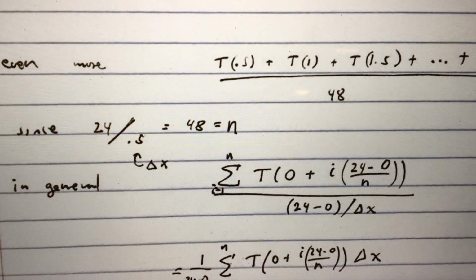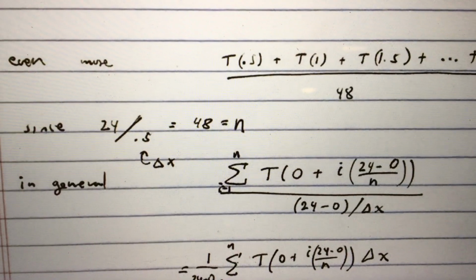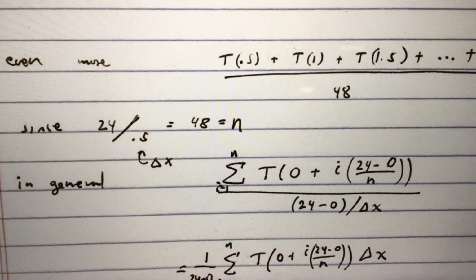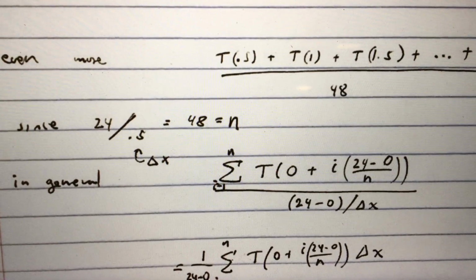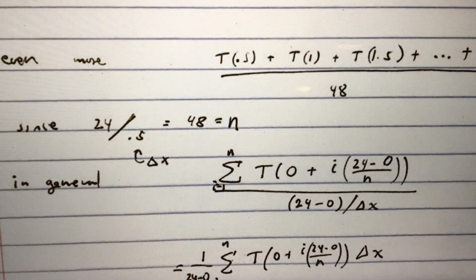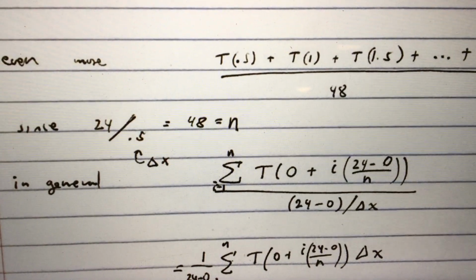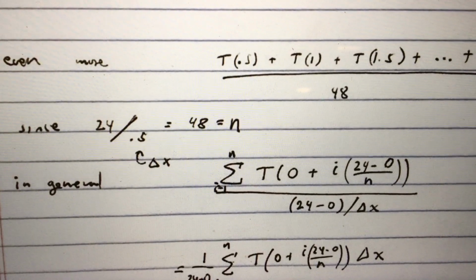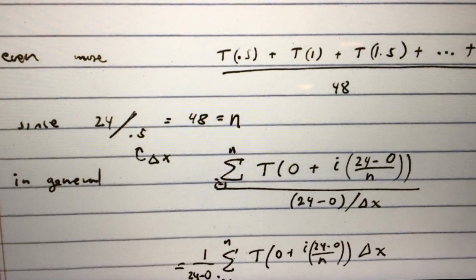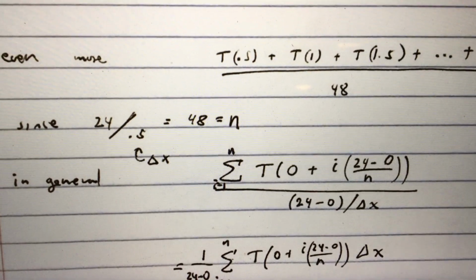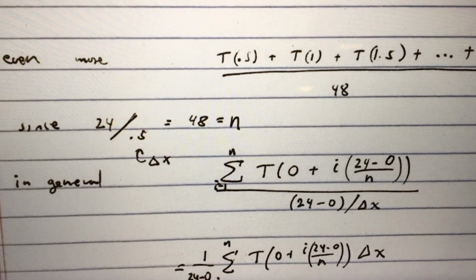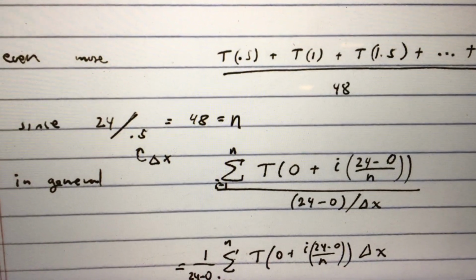So the starting time is the 0. The i is the number of the measurement where you go from 1 to n. And the 24 minus 0 divided by n would be the amount of hours that have passed for each of the i. And 24 minus 0 divided by change in x, that's the total number of measurements that you get, which should come out to being n again.